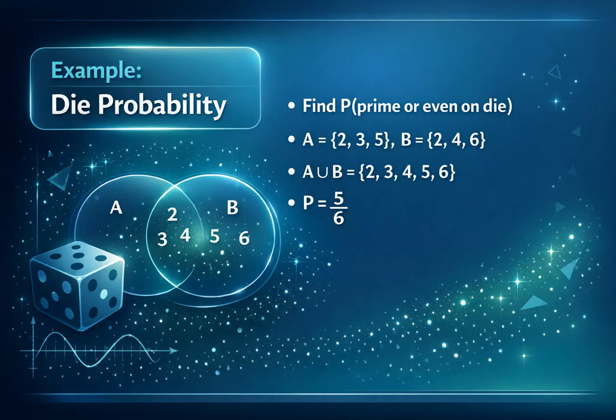Find probability of prime or even on a die. A equals prime equals 2, 3, 5. B equals even equals 2, 4, 6. A union B equals 2, 3, 4, 5, 6. That's 5 outcomes. Probability equals 5 over 6. Alternatively, using addition rule, P of A equals 3 over 6, P of B equals 3 over 6, P of A intersection B equals 1 over 6. So P equals 3 over 6 plus 3 over 6 minus 1 over 6 equals 5 over 6.